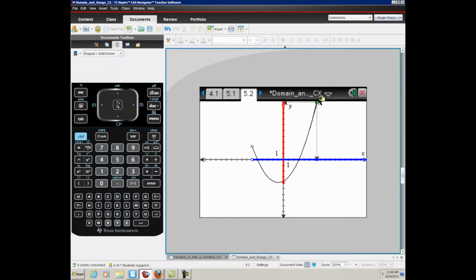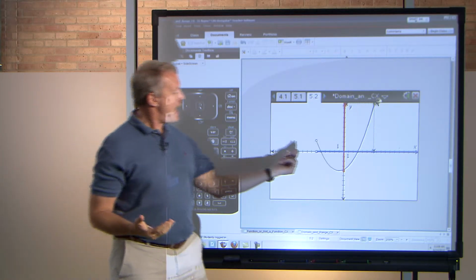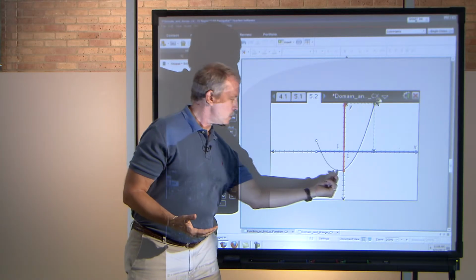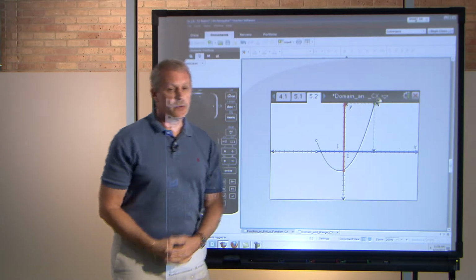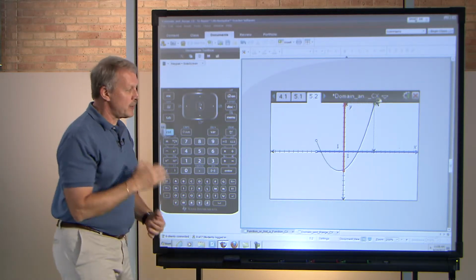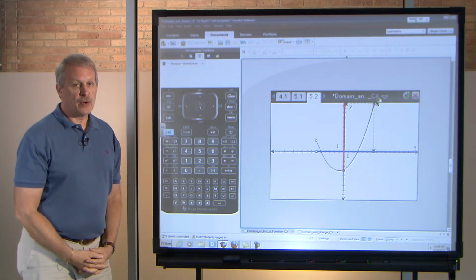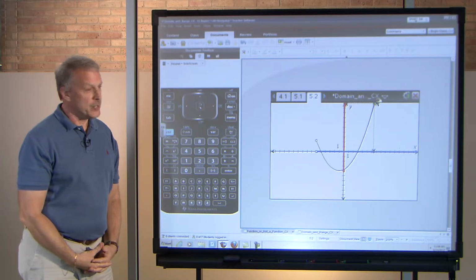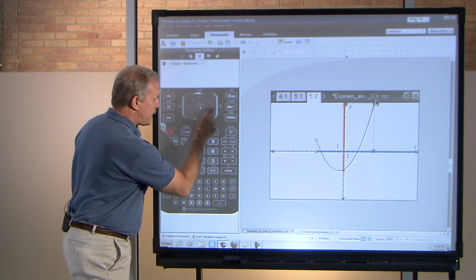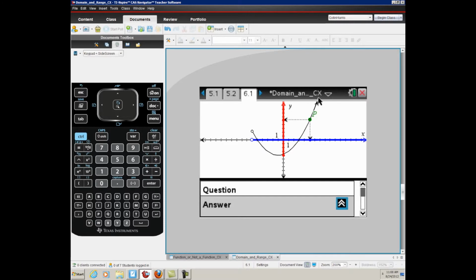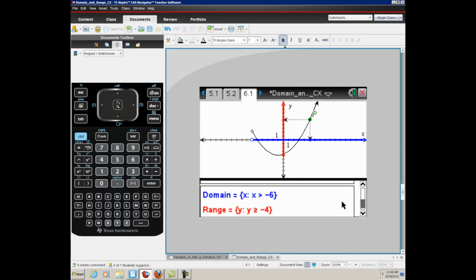And the subtlety that you probably noticed is the domain has an open circle, whereas the range has a closed circle. And those of you who teach Algebra 2 and pre-calculus know that that's the key idea of whether or not that function's defined at that point or not. And on the next page, it does show the proper notation of showing the domain and range. And it is color-coded so that students can make those associations.